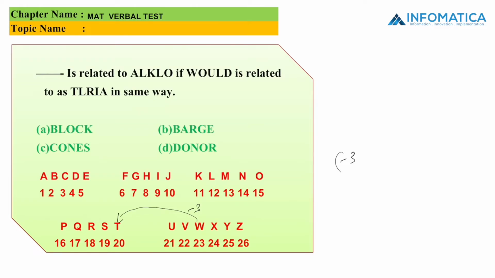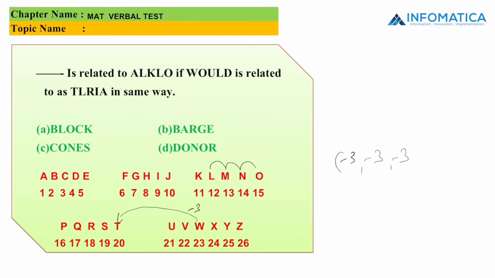O is related to L. O is on number 15. It is related to L, which is 1, 2 and 3. Again, it's minus 3. U is related to R. U is on number 21 and R is on number 18. So again it is minus 3.